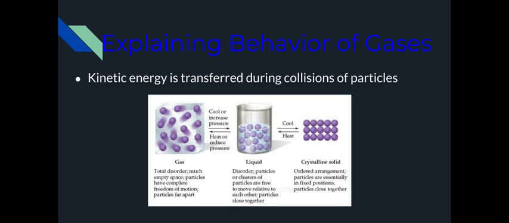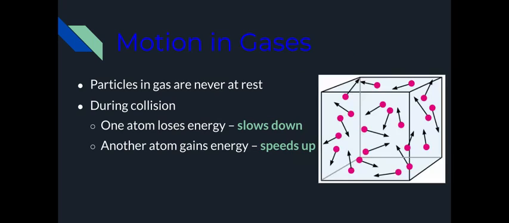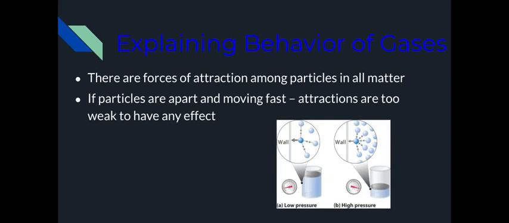Kinetic energy is transferred during collision of particles. When gas particles run into each other, they transfer the kinetic energy that they have into the other particles. Particles in a gas are never at rest. During a collision, one atom loses energy, causing it to slow down, while another atom gains energy, causing it to speed up. This is how motion of gases works.